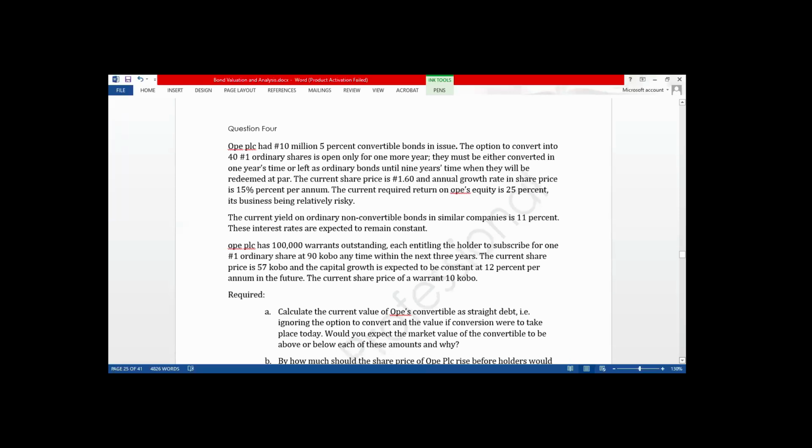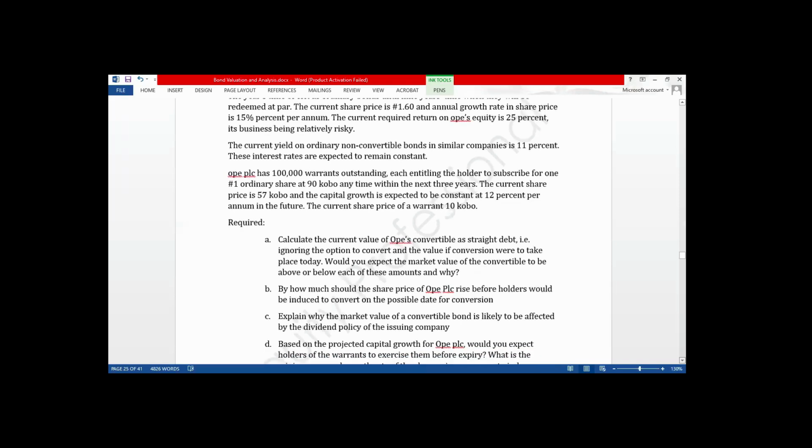Requirements A. Calculate the current value of Okpe's convertible as a straight debt, i.e., ignoring the option to convert, and the value if conversion were to take place today. Will you expect the market value of the convertible to be above or below each of these amounts? Why? Let us start with A.